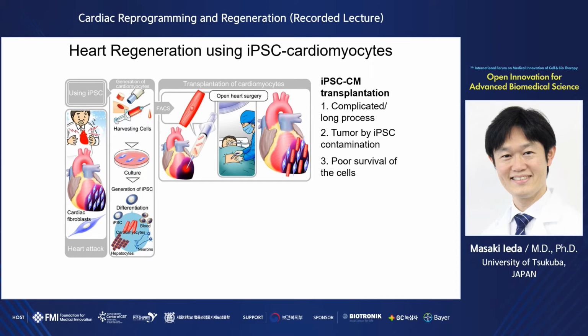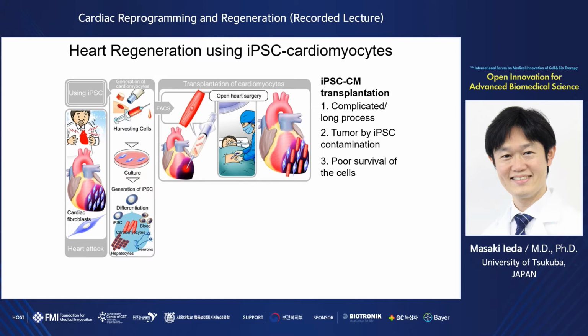How can we regenerate the heart in humans? First, I'd like to talk about iPS cell derived cardiomyocytes. Here in the left panel, you can see a heart disease patient. He has had a heart attack, and there are a lot of cardiac fibroblasts in the infarct area.